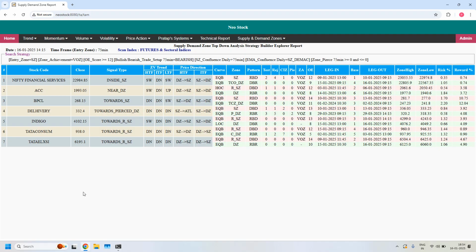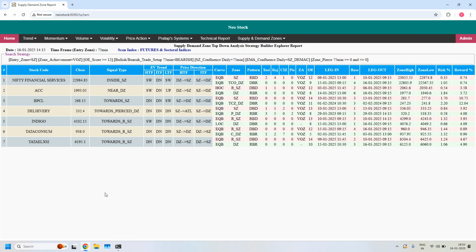Bearish trades with LTF, ITF zone confluence and ITF EMA confluence. There are even more high probability trade setup stocks.